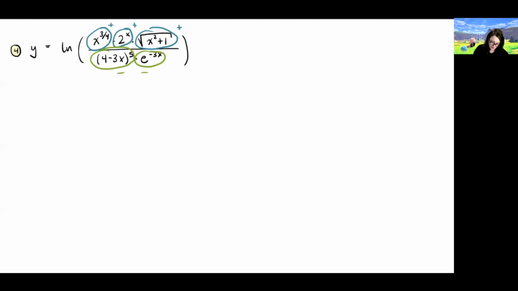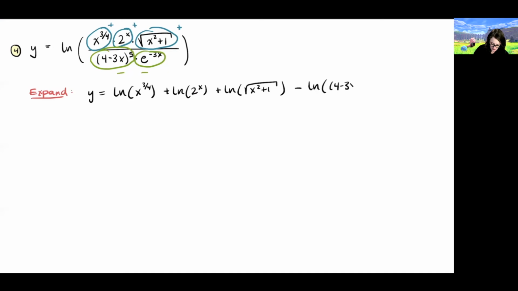Okay, so just in terms of purely expanding first, what is this going to be? So we'll have the natural log of x to the 3/4, plus the natural log of 2 to the x, plus the natural log of the square root of x squared plus 1, minus the natural log of 4 minus 3x to the 5th, minus the natural log of e to the -3x. Okay, so once we have that, we took care of log law 1 and 2 all in one go.